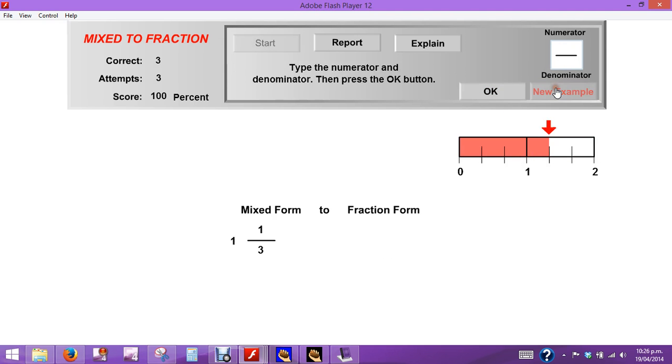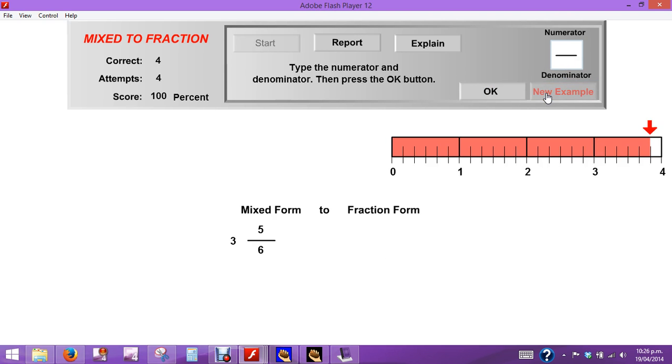Correct. Next one, we have 1 and 1/3. In 1 I have 3/3, so I've changed 1 already to 3/3, plus this extra third, so I have 4/3 altogether. What's really good for you is with some of those bigger ones that we did before, you can go back and have a look if they seem to go too fast. But this is an easier example, so you can see 4/3 is 1 and 1/3.